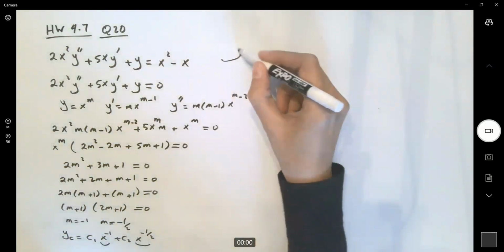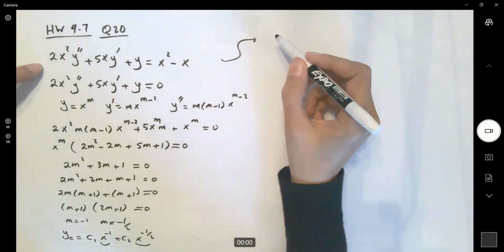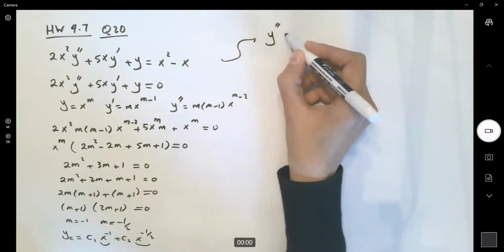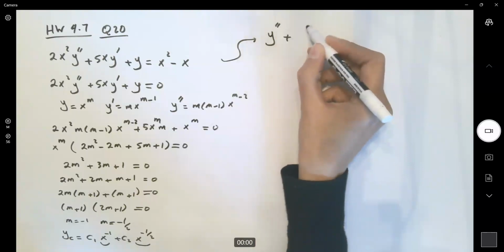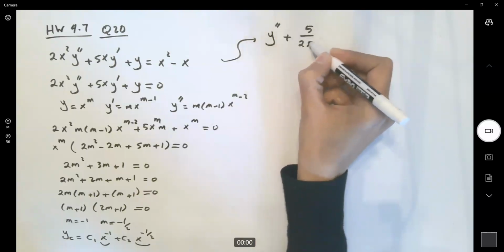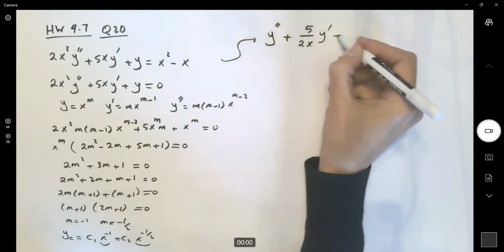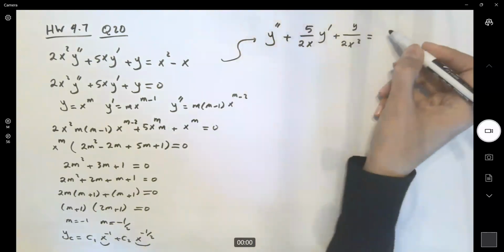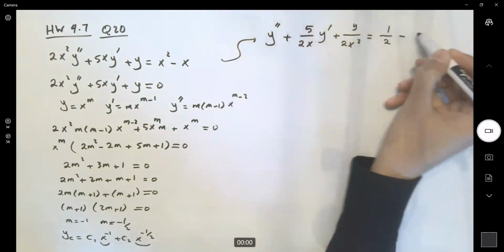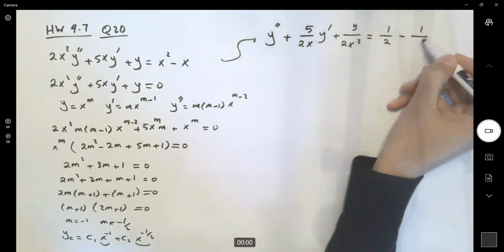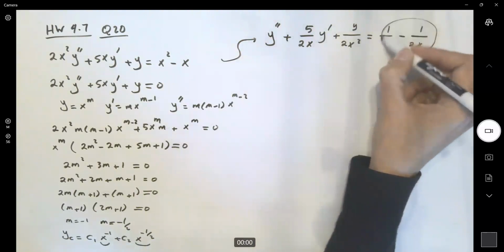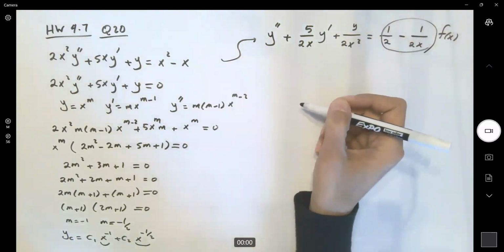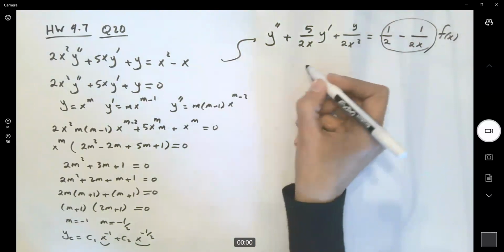Now let us write this in standard form. Be careful about your x. You're dividing by 2x squared. So this becomes the second derivative of y plus 5 divided by 2x y prime plus y over 2x squared equals, so here you have 1/2 minus 1 divided by 2x. This is our f of x. Very well. We need to find u1 and u2.